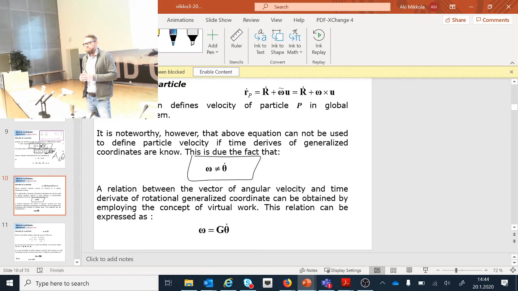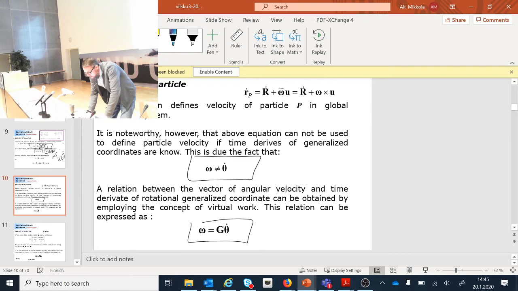T-woman comes into play and introduces the relationship between the angular velocity and the time derivatives of rotational parameters. Sounds like a seemingly simple story, but mathematically it is. This is the relation. So angular velocity can now be related to time derivatives of generalized coordinates, and all that is carried out with the help of the T-matrix.